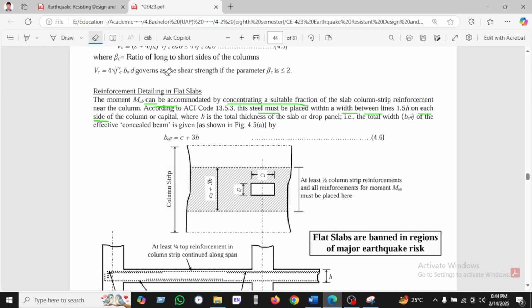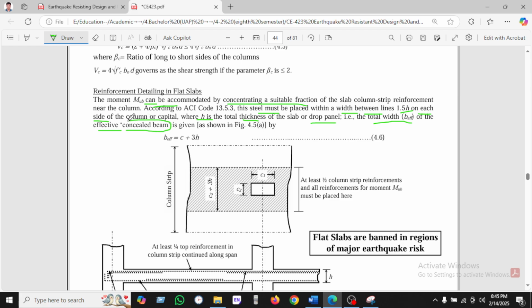So 1.5h on each side of the column or column capital, where h is the total thickness of slab or drop panel. The total width b is the effective width, and it is called the concealed beam. So the width of the concealed beam is given as c plus 3h.